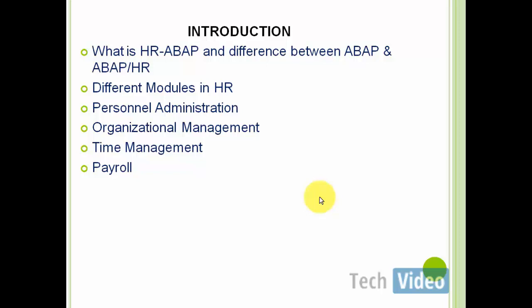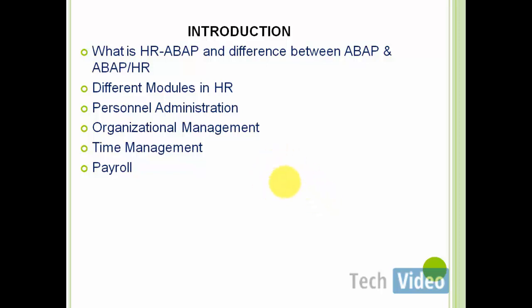And let us see what is the difference between ABAP and ABAP HR. As you know, in general ABAP we use the concepts of tables, but in HR ABAP, we use the concepts of infotypes. In HR ABAP we use the concepts of macros, logical databases, authorizations and infotypes. All these concepts separate HR ABAP from general ABAP. So let us see what actually is an infotype.